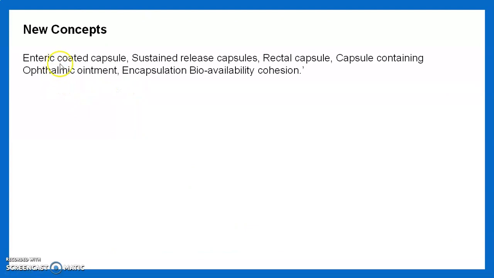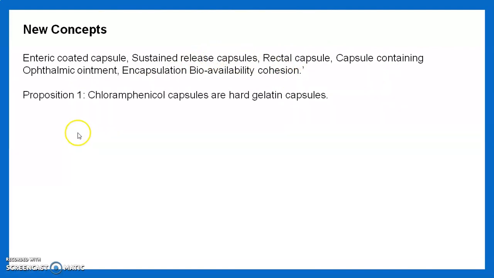Then we see some new concepts regarding this experiment. What is meant by enteric coated capsule? Enteric coated capsules are specially prepared to disintegrate in the intestine, with drug release into the intestine at basic pH. They are sustained release dosage forms, also known as delayed release dosage forms, for the slow release of the drug. Then rectal capsule, used in the rectal route, capsule containing ophthalmic ointment, encapsulation, bioavailability, and microencapsulation.